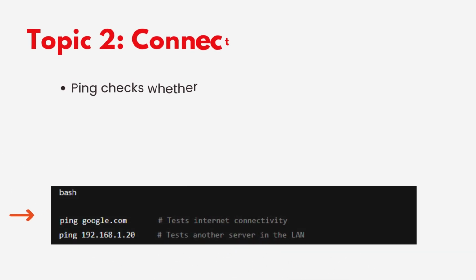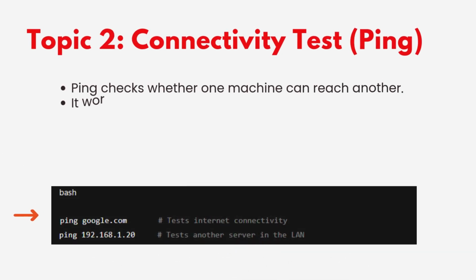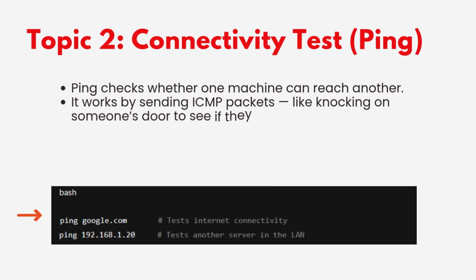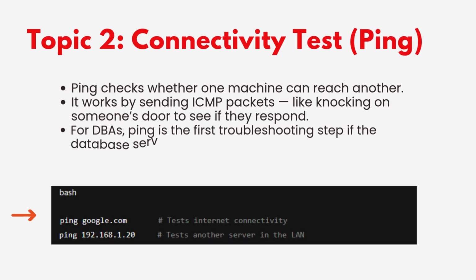Topic 2. Connectivity test, ping, receipt theory. Ping checks whether one machine can reach another. It works by sending ICMP packets, like knocking on someone's door to see if they respond. For DBAs, ping is the first troubleshooting step if the database server seems unreachable. Commands. ping google.com tests internet connectivity, ping 192.168.1.20 tests another server in the LAN. If ping fails, either the server is down, the network is broken, or a firewall is blocking ICMP packets.